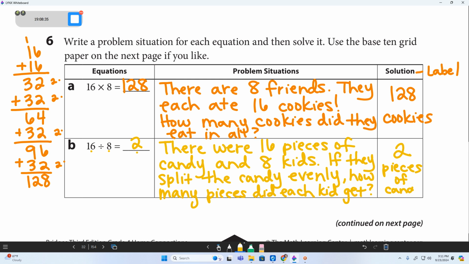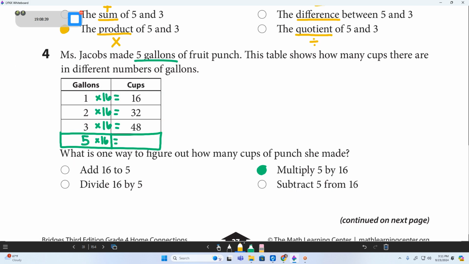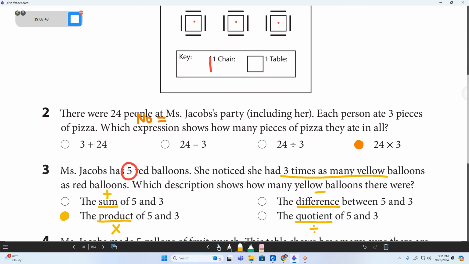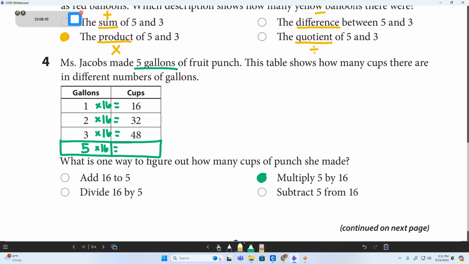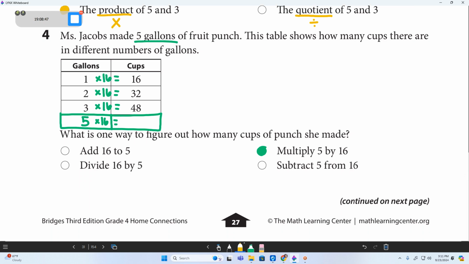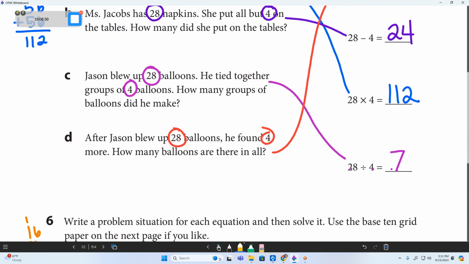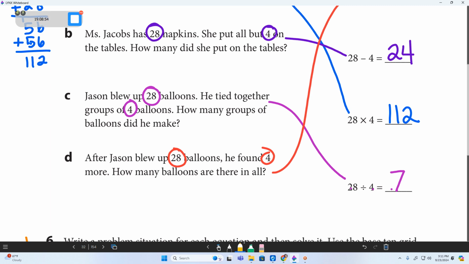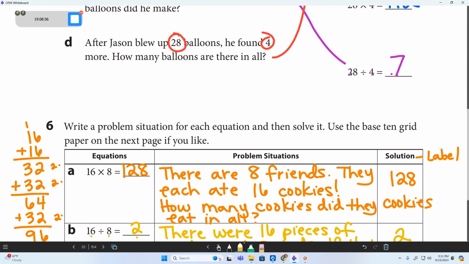Okay, let's take a look back at the answers to page 27. Here they are. And the answers to page 28. Okay, kids, I'll see you in class.